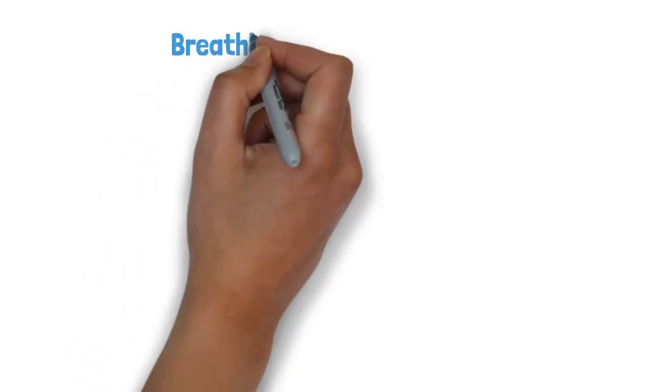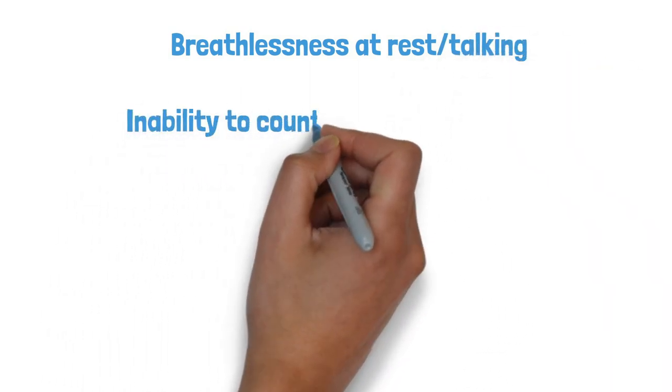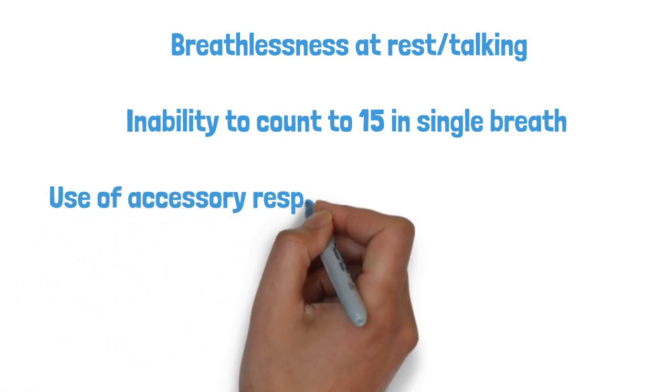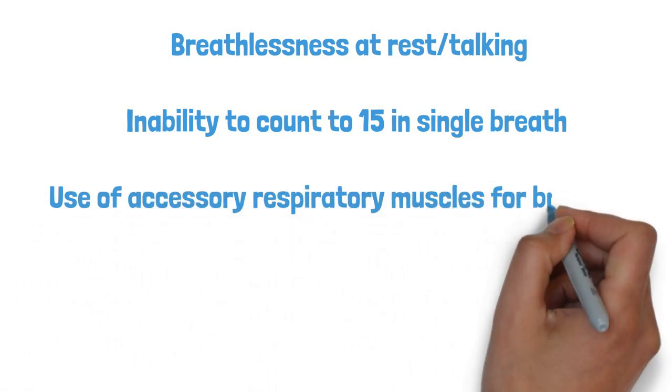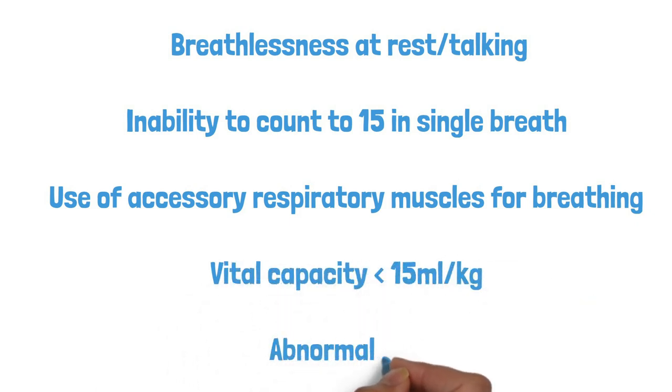If they have breathlessness at rest or during talking, they are unable to count to 15 when you are doing the single breath test, they are using accessory muscles for respiration, their vital capacity is less than 15 milliliters per kilogram, or they have an abnormal ABG.